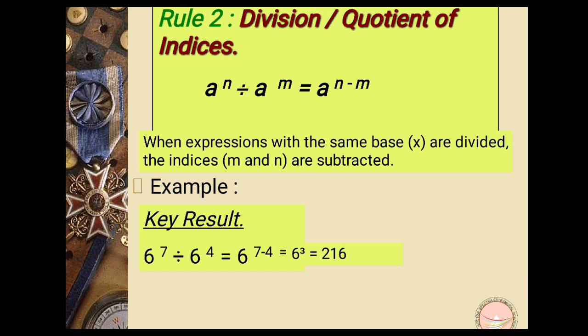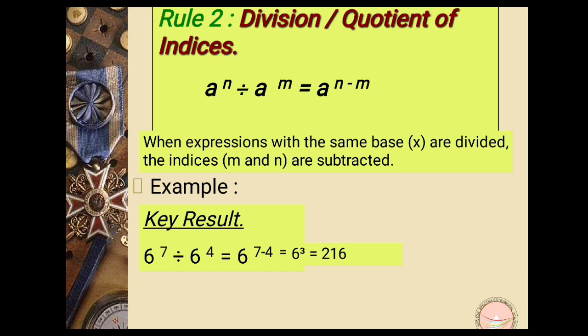Let's take, for instance, 6 raised to the power of 7 divided by 6 raised to the power of 4. What does this imply? We have 6 raised to the power of 7 minus 4, and that's going to give us 6 raised to the power of 3.